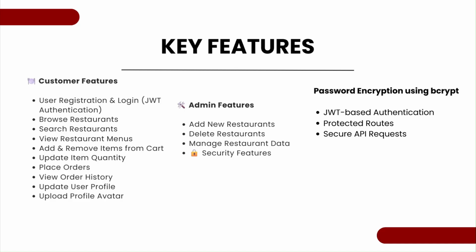Okay. Then browse restaurants. They can search for restaurants, view restaurant menus, and add and remove items from the cart. They can sort based on reviews, ratings, and category. Then update item quantity. That is in the cart itself.